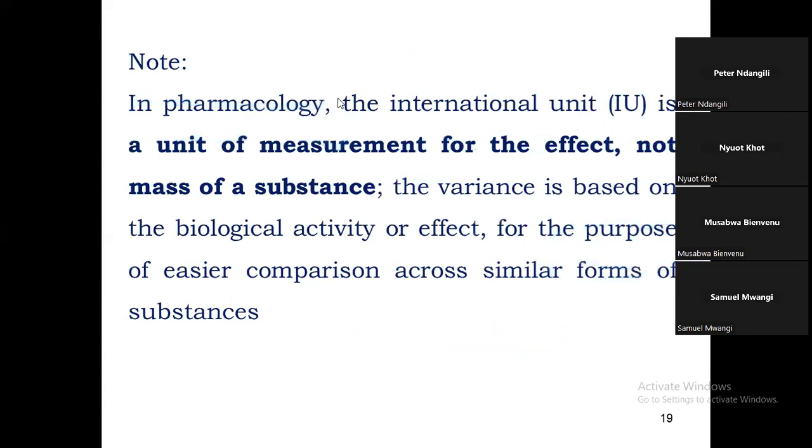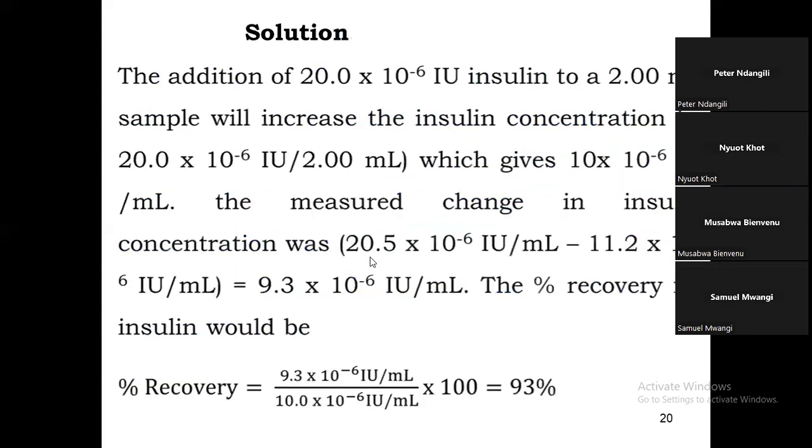This is just to tell you that when we are using IU, the international unit is a unit of measurement for the effect, not mass of a substance. The variance is based on the biological activity or effect for the purpose of easier comparison across similar forms of substance.